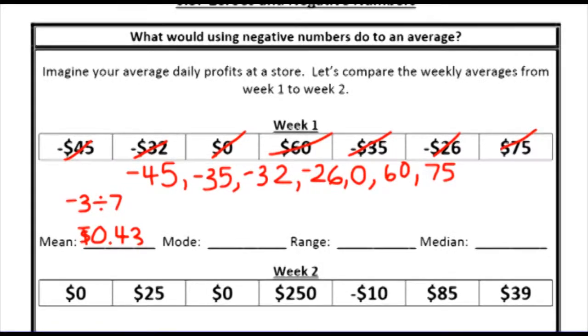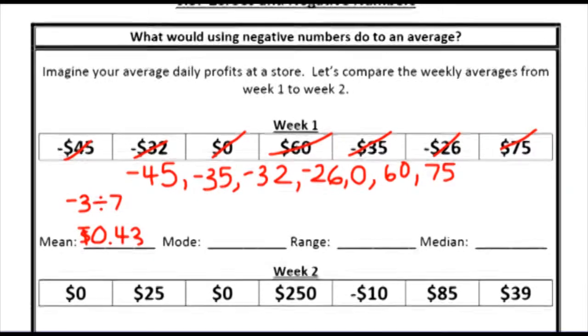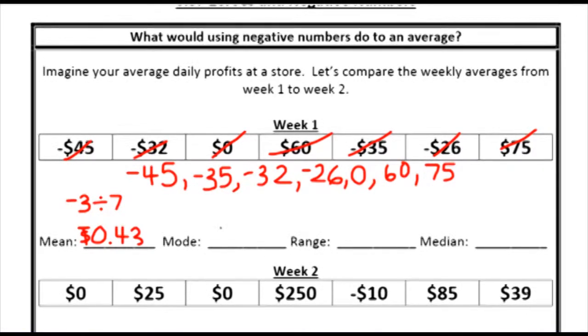My mode. The mode is the value that appears the most often. Let's look for repeating values. Negative 45, there are none. Now again, these are in numeric order, so my repeating values will be right next to each other. Negative 35, nope. Negative 32, it's the only one. Doesn't repeat, doesn't repeat, doesn't repeat. There is no mode. We said that if there's no values that repeat, it's okay to have no mode.